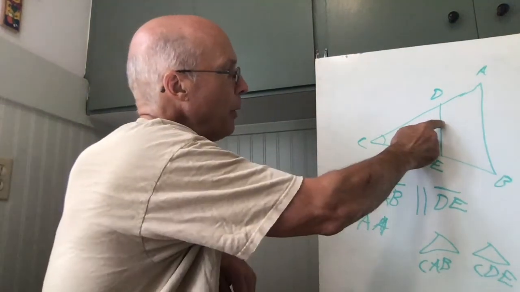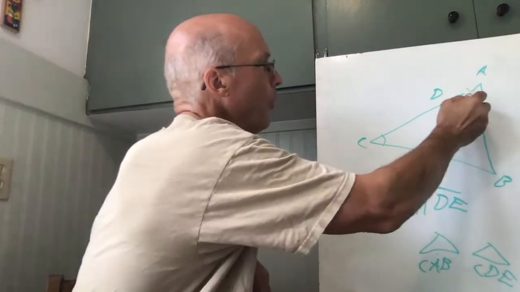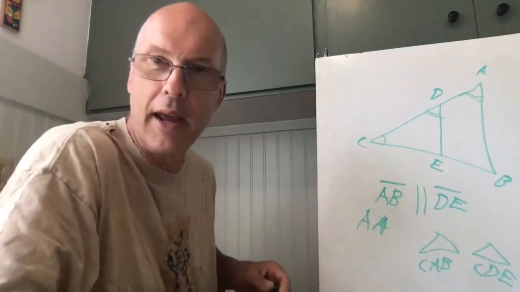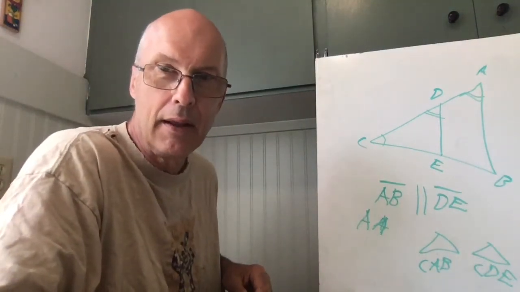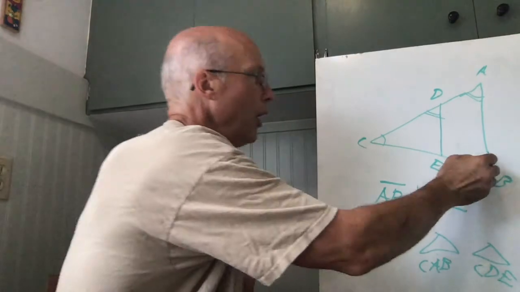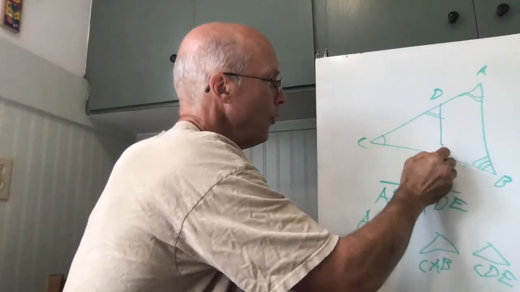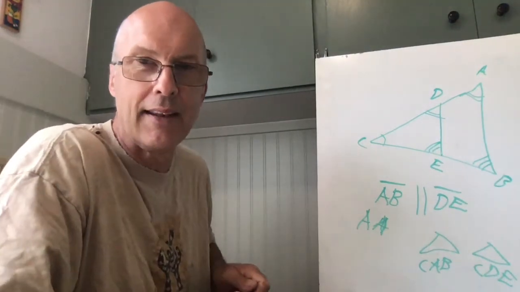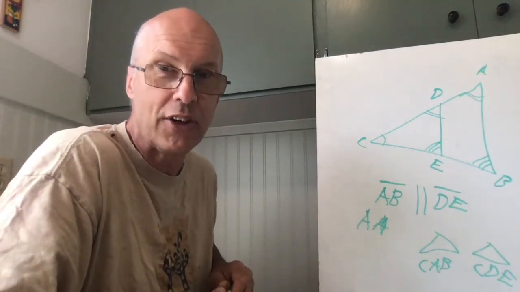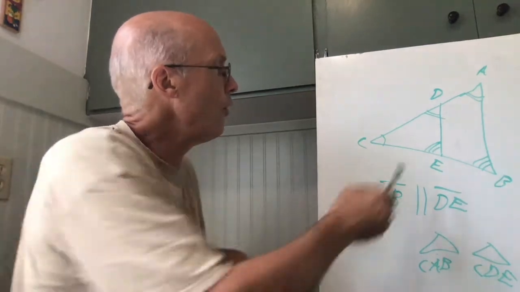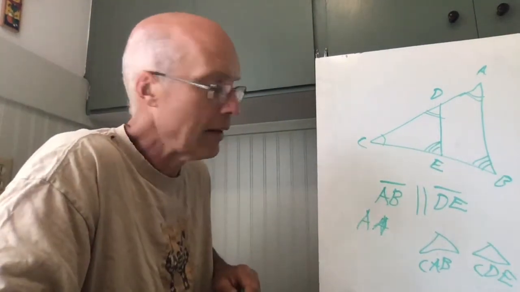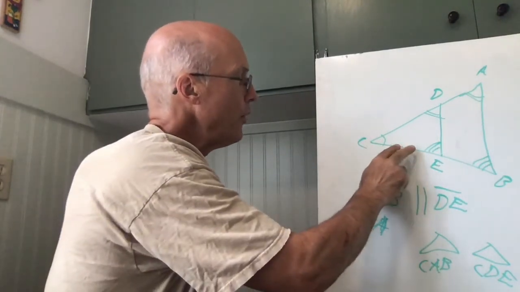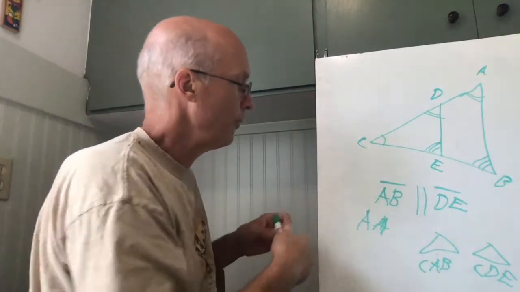If these are parallel, well then these are corresponding angles, right? So we know that those are the same. We also know that these are corresponding angles, so those are going to be the same. It's pretty easy just to look at it and see that all three angles are congruent, and so you know that these two triangles are similar. If you know that, then you know that their sides are proportional.